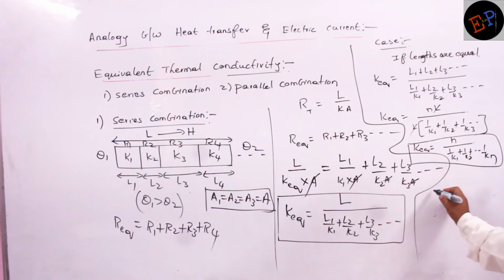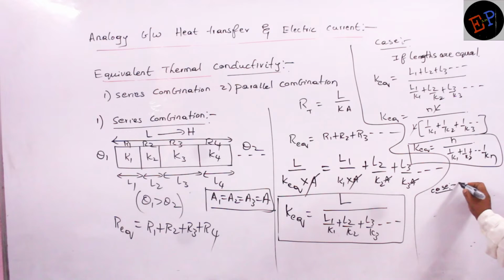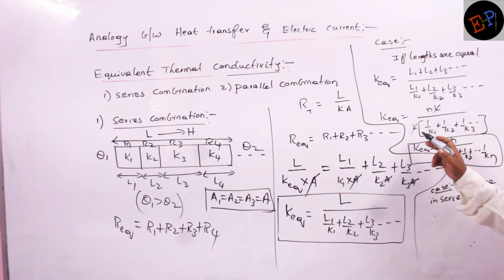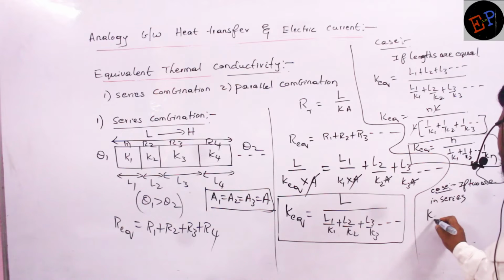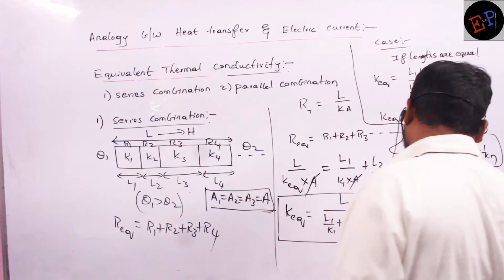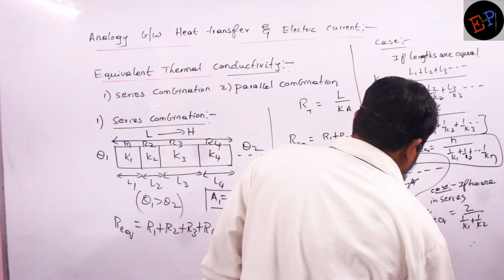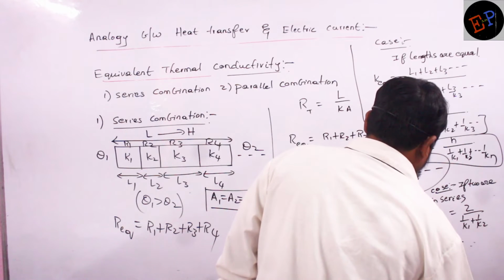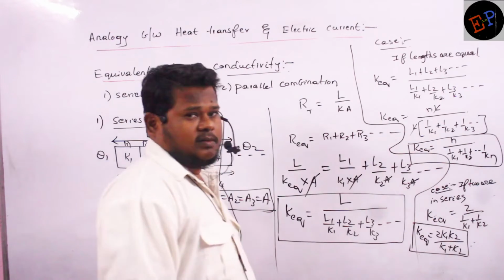And one more case I can write is if there are only two rods in series combination, then instead of nL I have to write 2L. L and L again will get cancelled. So what I am left with is 2 divided by 1 by K1 plus 1 by K2. If I take LCM and do the manipulation, then I can also write K equivalent is equal to 2K1K2 divided by K1 plus K2. This is how I can write it. Are you able to understand?